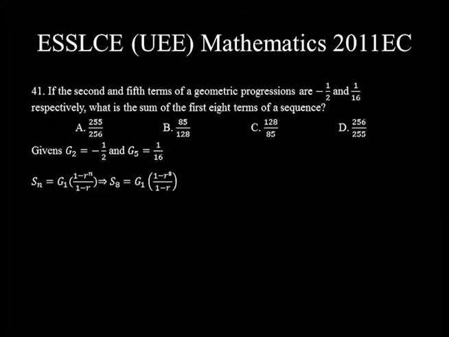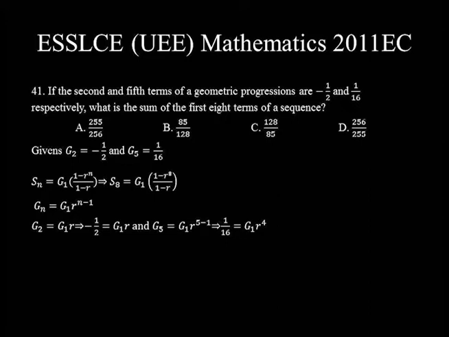The nth term of a geometric progression is calculated by using the formula g_n is equal to g1 times r to the power of n minus 1. Thus, g2 is equal to g1 times r to the power of 2 minus 1. 2 minus 1 is 1, so r to the power of 1 means r. This implies g2, given as negative 1 over 2, is equal to g1 times r. And g5 is equal to g1 times r to the power of 5 minus 1. This implies g5, given as 1 over 16, is equal to g1 times r to the power of 5 minus 1, which means r to the power of 4.